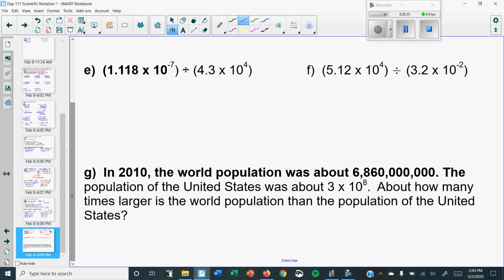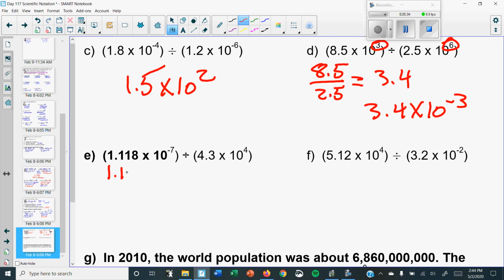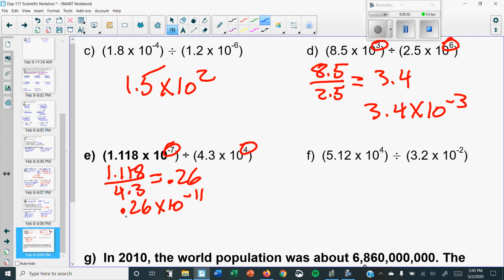Okay, the next one, 1.118 divided by 4.3. We're going to get into problems again. You get 0.26. So now we have 0.26 times 10. Negative 7 minus 4 is negative 11. But that number is not between 1 and 10. So move it to the right. If you move it to the right, then the exponent goes down 1. So remember, we're in the negatives, though. So 2.6 times 10 to the negative 12.